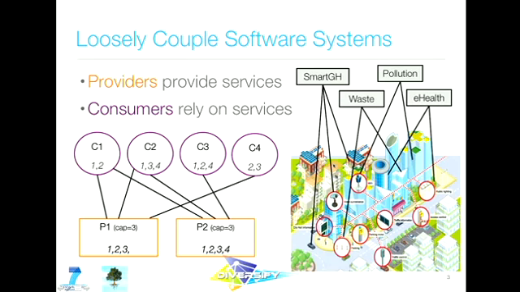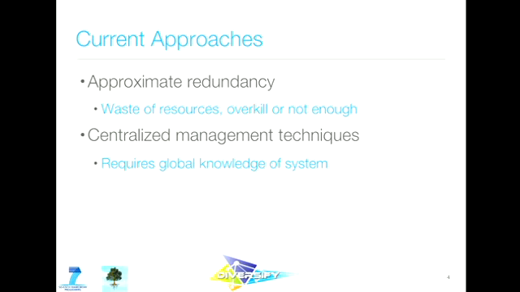Now, these software systems have to deal with the uncertainty and unpredictability of the internet. Currently, they do it through approximate redundancy, where you provision a lot of services or a lot of platforms to provide everything and hope you have more than enough, and you're not really sure whether it's going to be enough. So it's sometimes overkill or underkill.